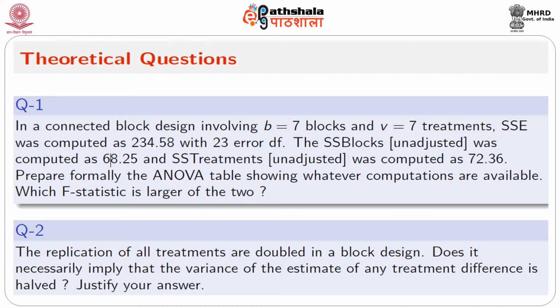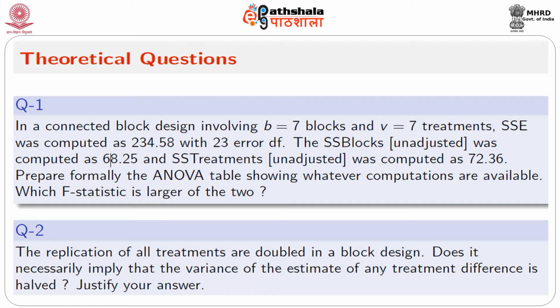Let's see the next question. The next one is: the replication of all treatments is doubled in a block design. Does it necessarily imply that the variance of the estimate of any treatment difference is halved? We need to justify our answer. Sir, good question. Will you give us some hint? Let's try to understand.